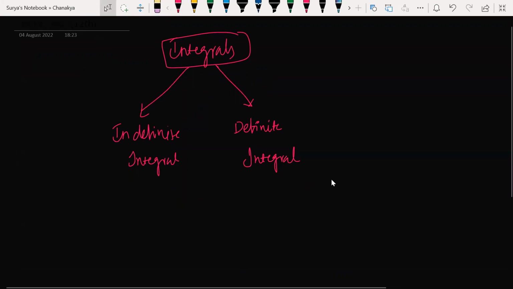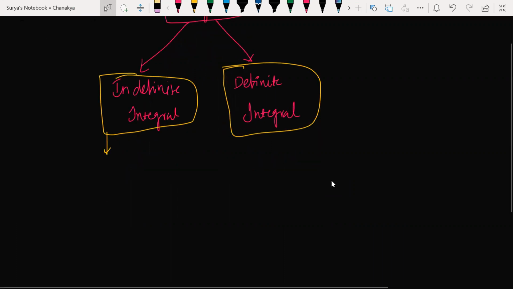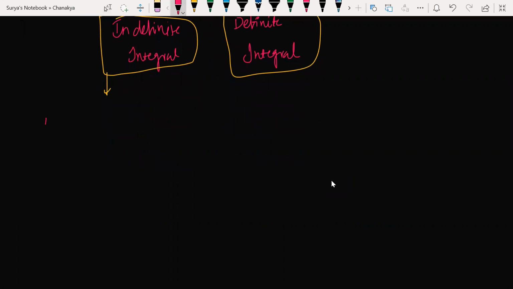Okay, so first of all, we'll be talking about indefinite integration. Then we'll talk about definite integration. Let's start with indefinite integration.